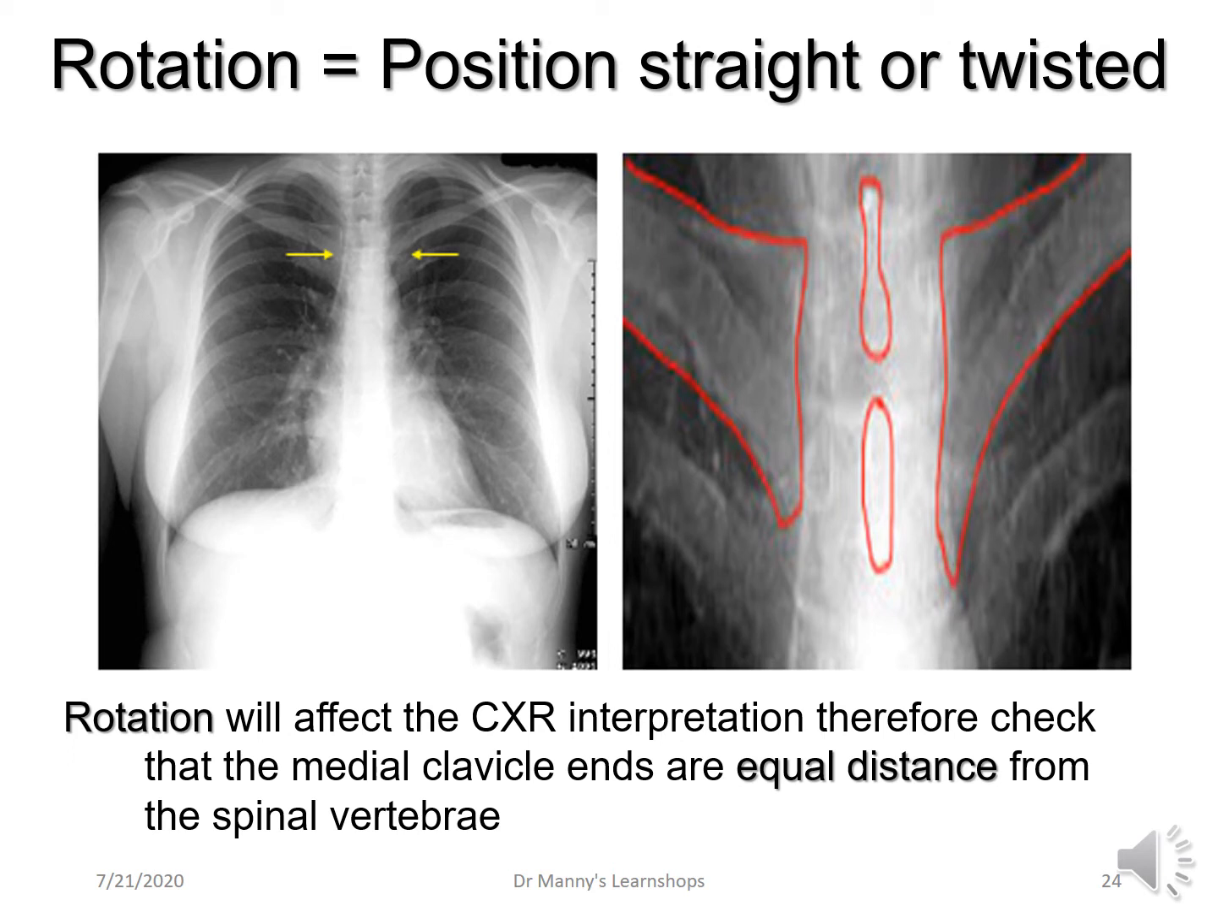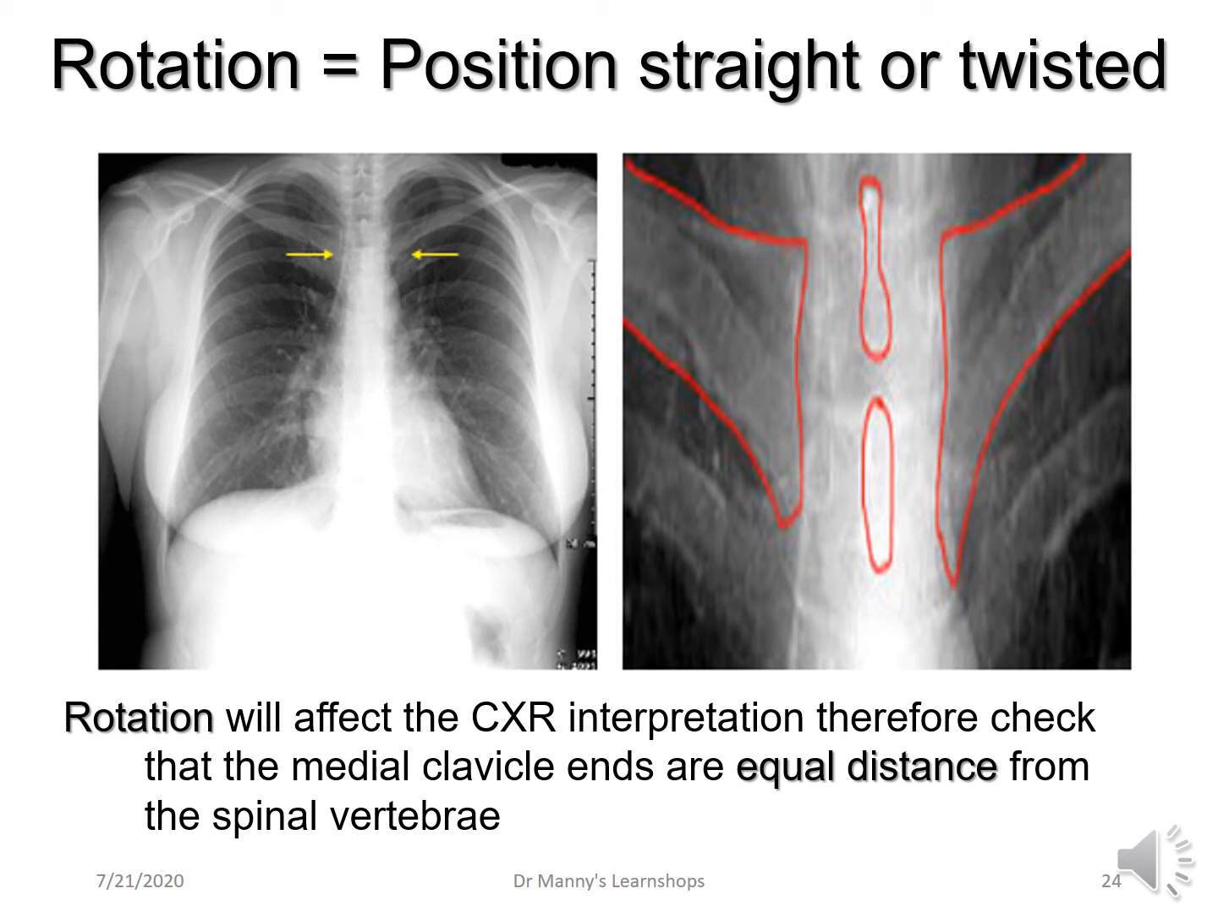Rotation is another technical problem. Rotation basically means, is the patient in a straight position or are they twisted? Rotation is important to be aware of because it will affect the interpretation of the chest X-ray, because the intrathoracic structures may be altered in their position. So it's important to check for rotation, and this is done by looking at the chest X-ray and making sure that the clavicles are symmetrical, meaning that they're basically in the same position.